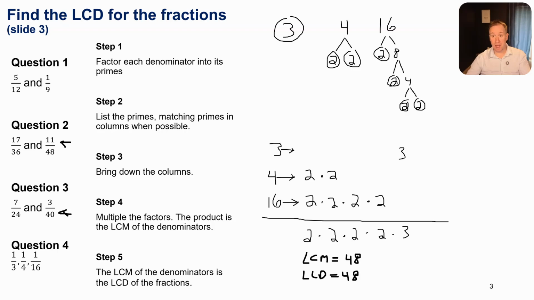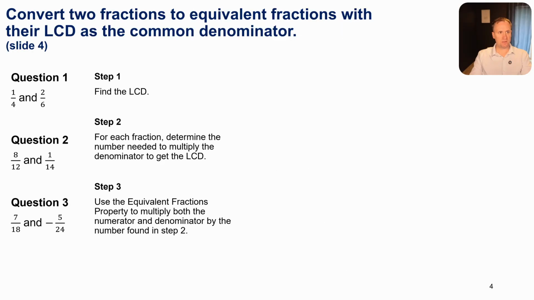All right, so now our next step or next series of questions will be to actually find the least common denominator and then change them to equivalent fractions. Okay, so let's convert two fractions to equivalent fractions with their least common denominator as the common denominator. So starting with question number 1, 1/4 and 2/6, we are going to find the LCD first.